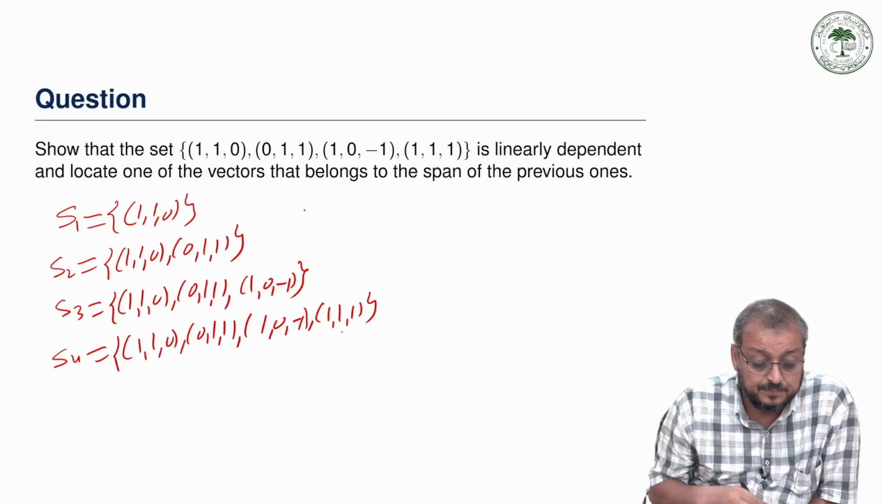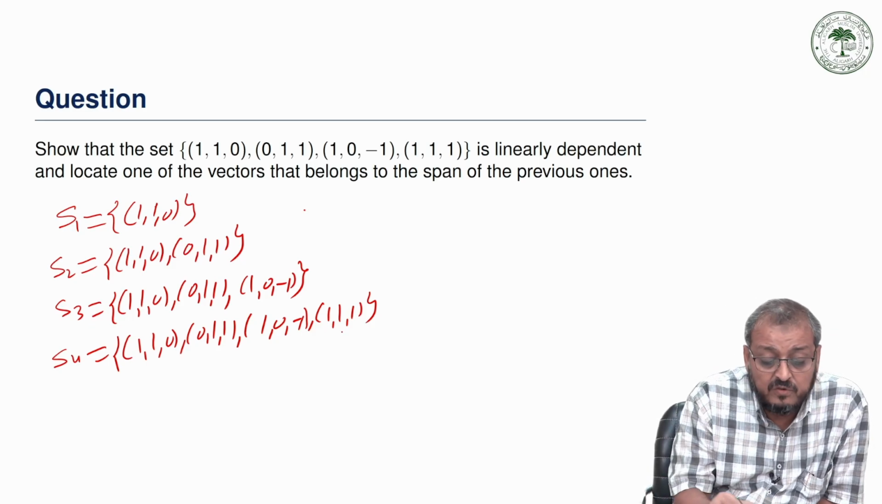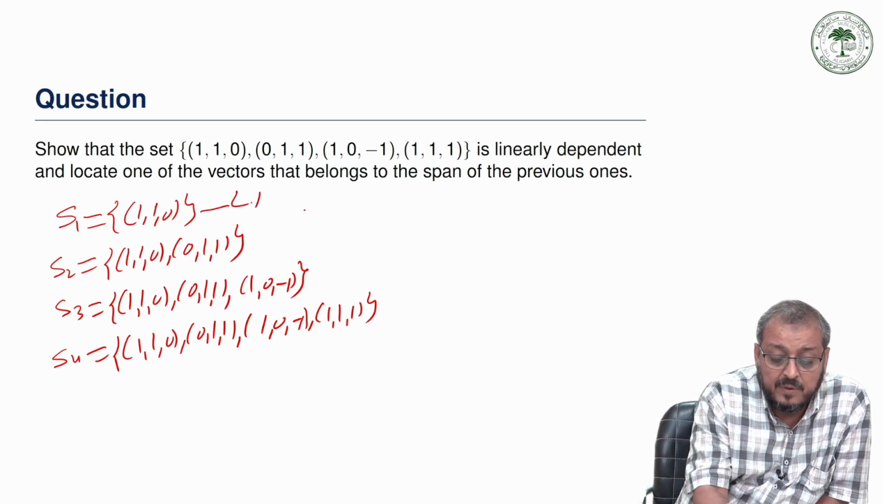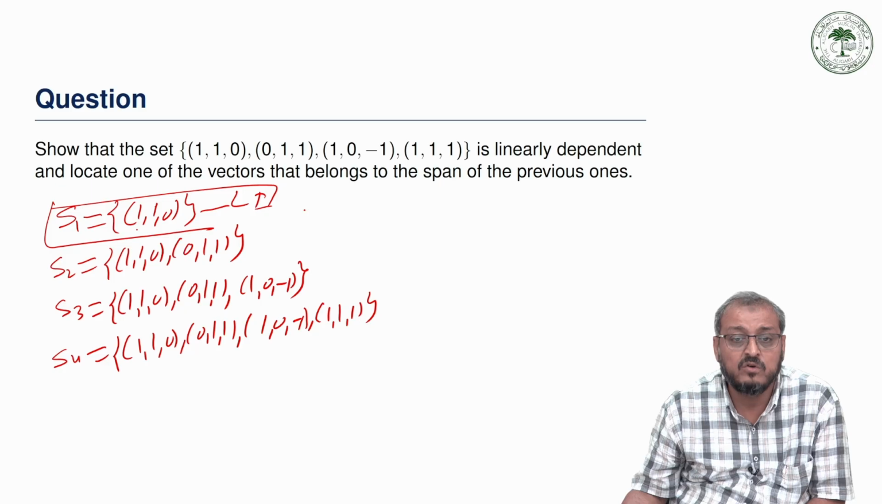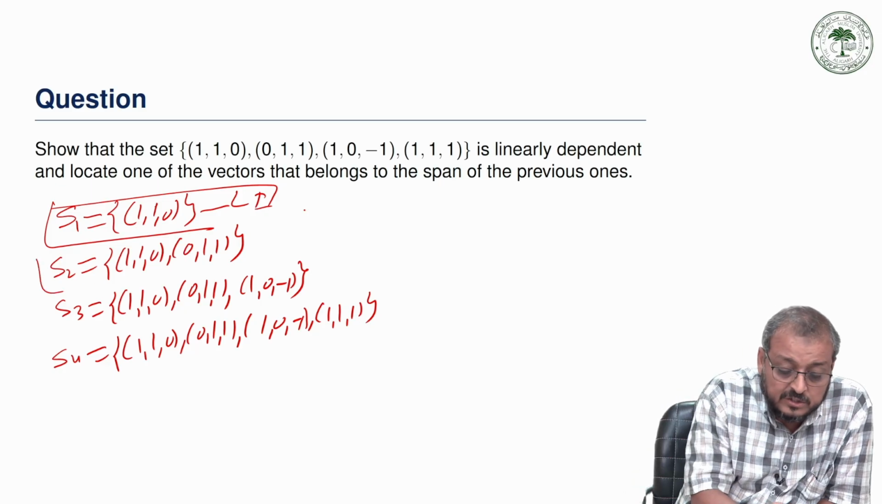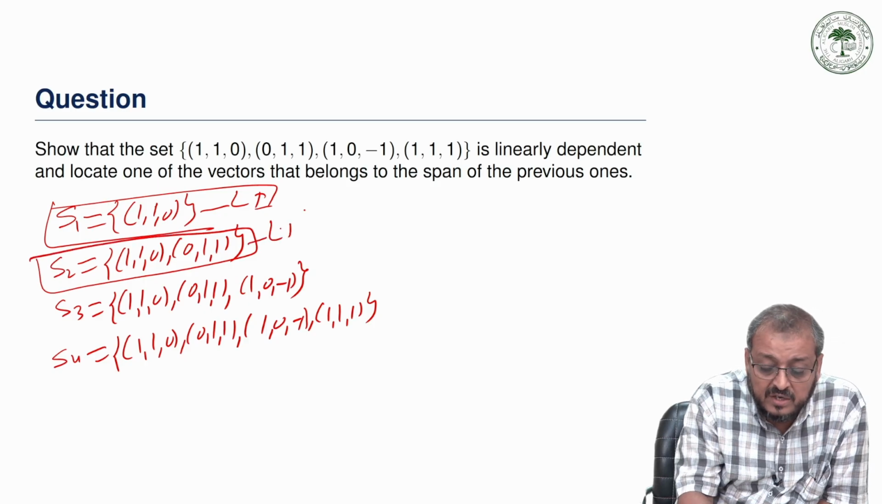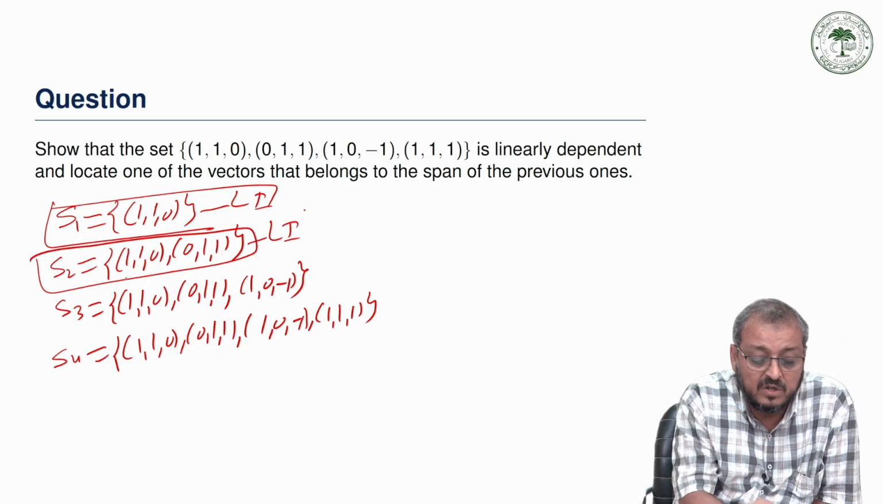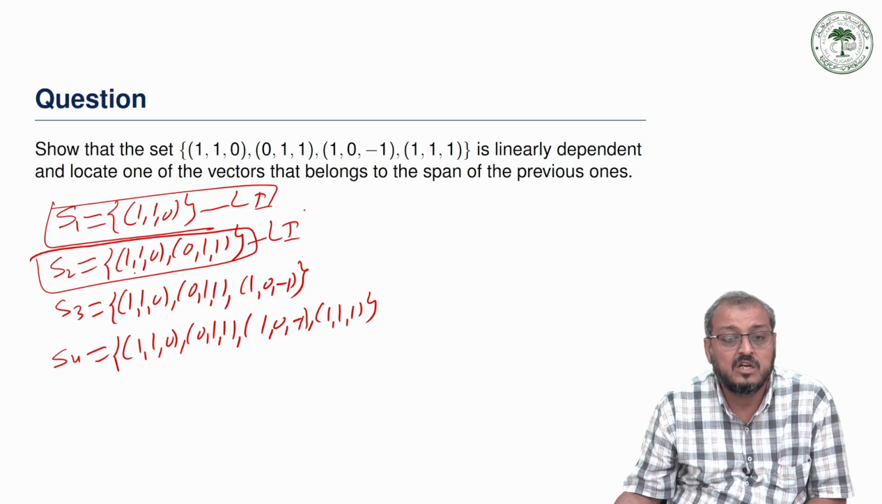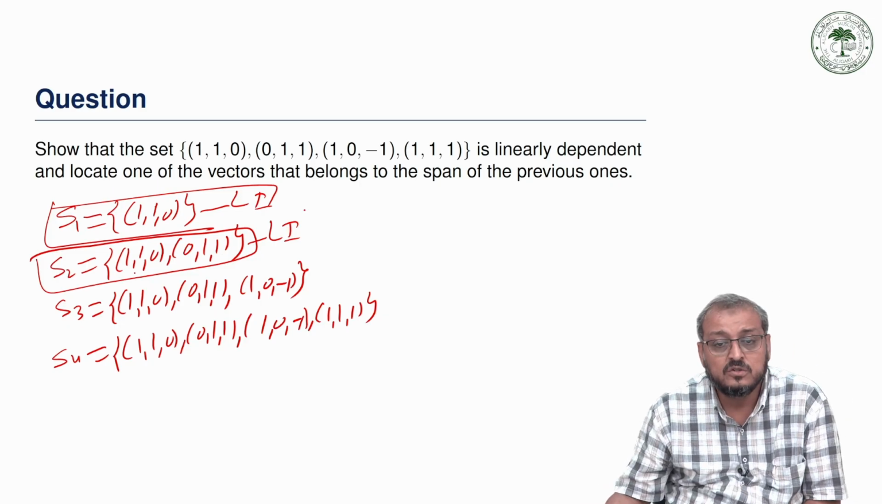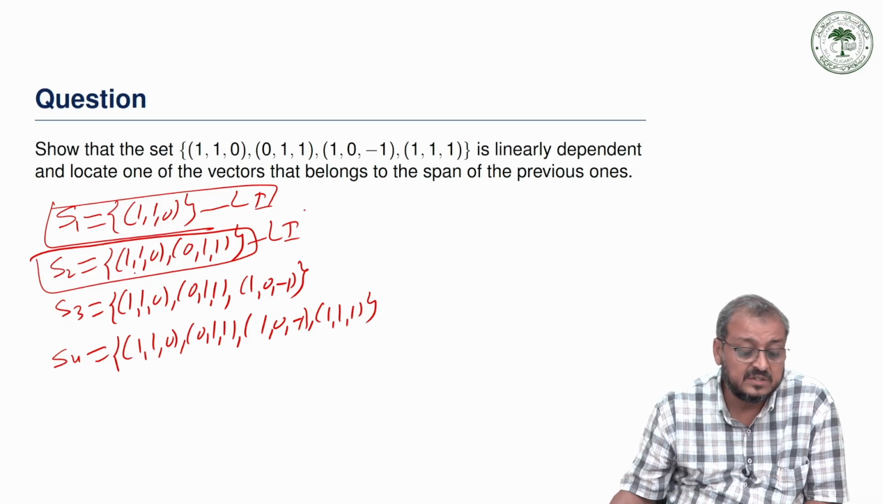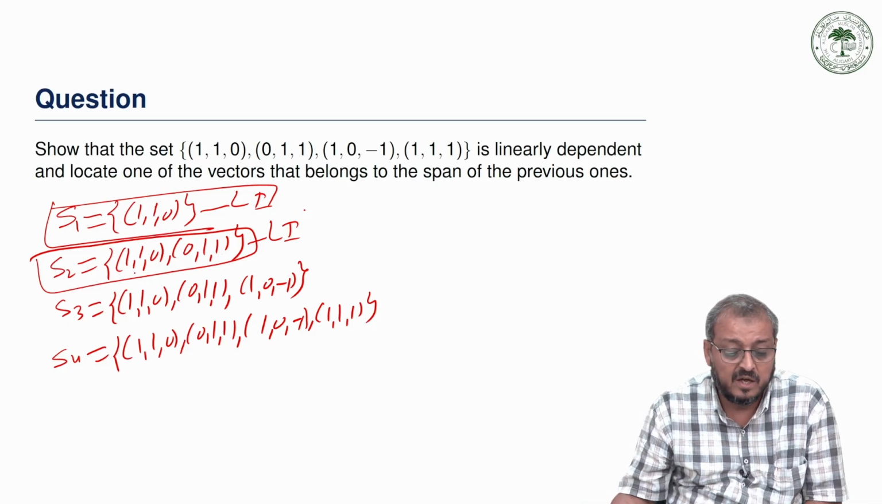Are these vectors linearly independent? Clearly S1 is linearly independent, because 1 1 0 is clearly a non-zero vector, and every non-zero vector is linearly independent. Now S2 is also linearly independent. Why? Because none of the vectors can be written as a scalar multiple of the other. So, we can say that S2 is also linearly independent.